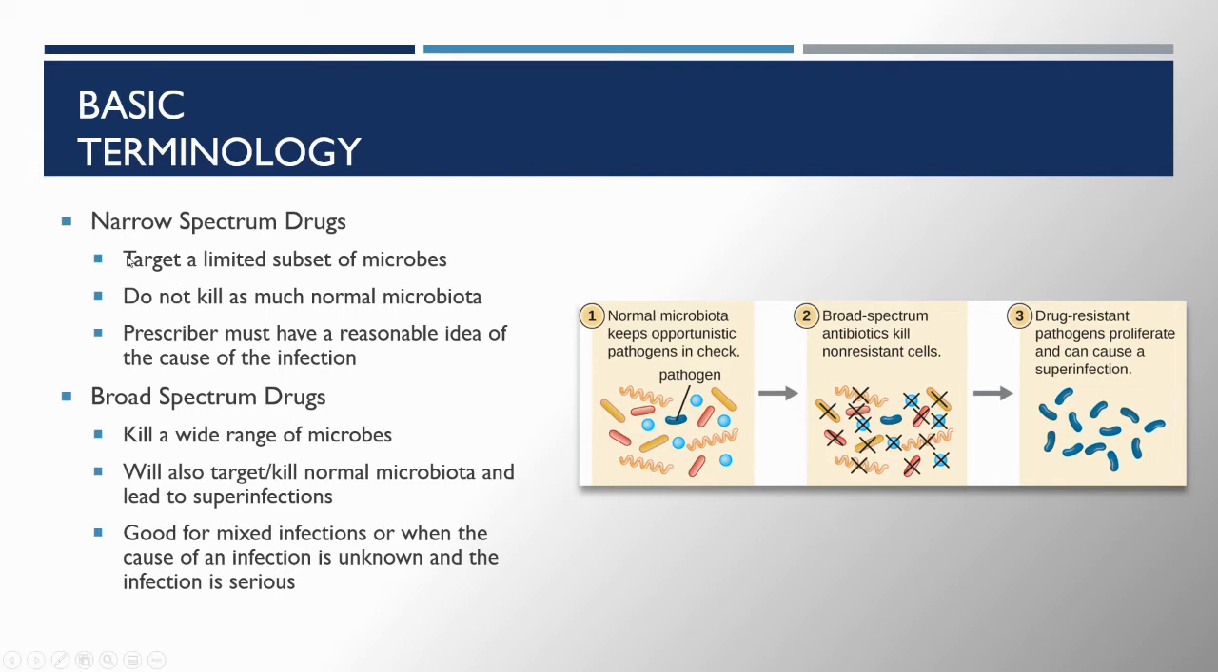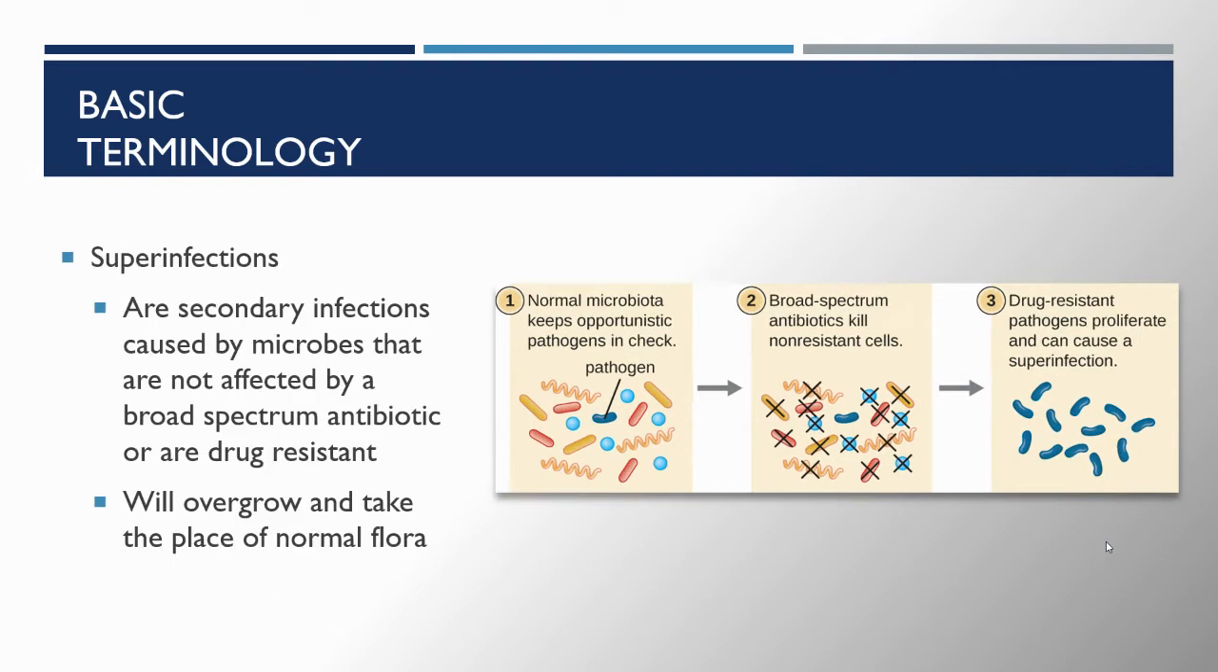So when we talk about this spectrum of activity, narrow spectrum typically means, oh, this targets gram positives, or this targets specifically gram negatives, or this targets specifically mycobacterium, whereas broad spectrums are gram positive, gram negative, everybody. So having a targeted antibiotic is preferable when that's possible.